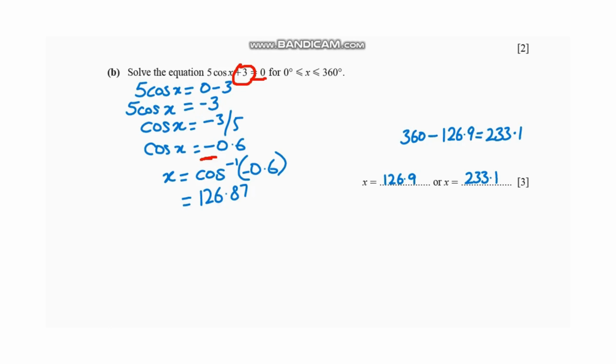And the range is from 0 degrees up till 360. So what we will do is we will add 126.87 into 0, which will be 126.9. And for x, another one which is less than 360, we will subtract 126.87 from 360, so this will be 233.1. Here I have shown it already. So one will be 126.9, another will be 233.1.